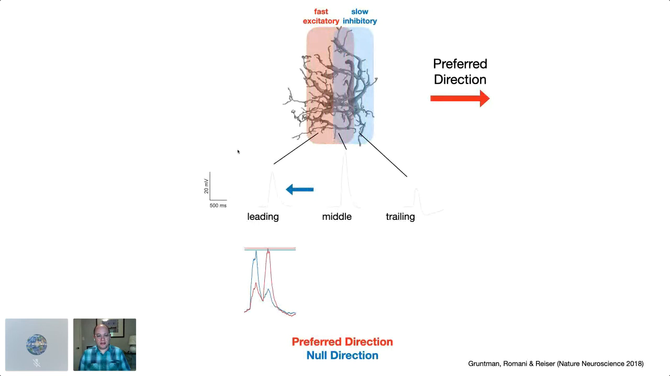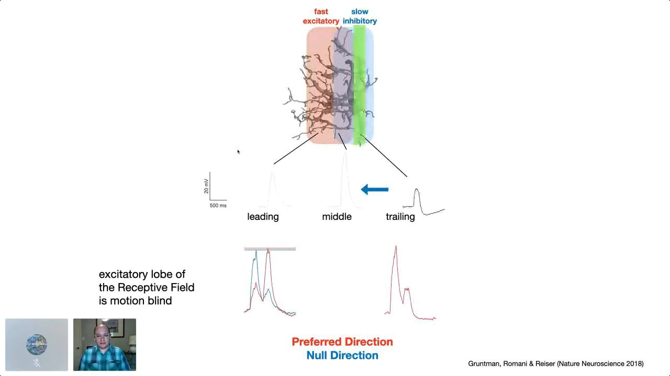But importantly, if you compare the amplitude of the large responses here, you'll see that they're exactly the same, right? And so what that means is that if stimulation is restricted to the excitatory lobe of the receptive field, this neuron is completely motion blind. Now, we're going to contrast that to the same kind of experiment done going from the middle to the trailing, and then again in the opposite direction.